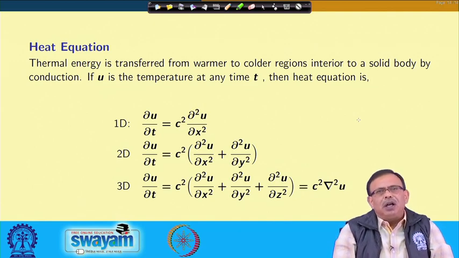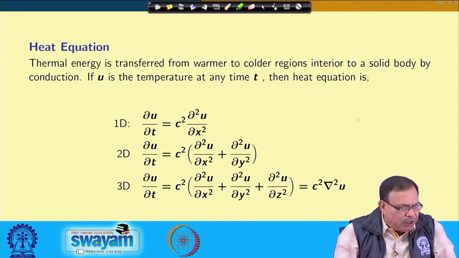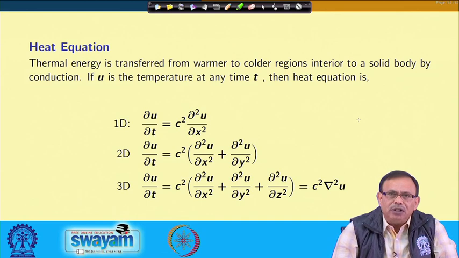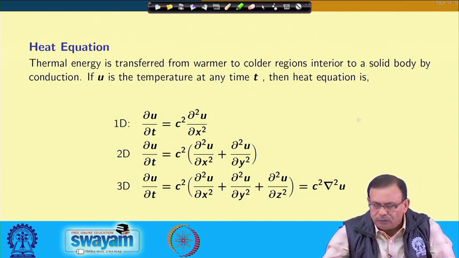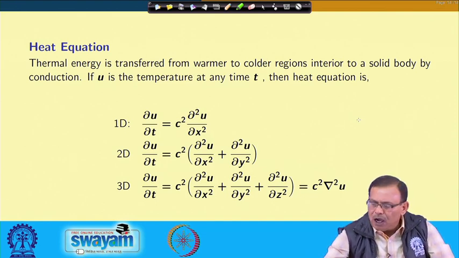Similarly, three dimensional heat equation also we can define as ∂u/∂t = c² (∂²u/∂x² + ∂²u/∂y² + ∂²u/∂z²) = c² ∇²u. So, capital Del square u is nothing but ∂²u/∂x² plus ∂²u/∂y² plus ∂²u/∂z². So, this is the second one. First one we discussed this one.